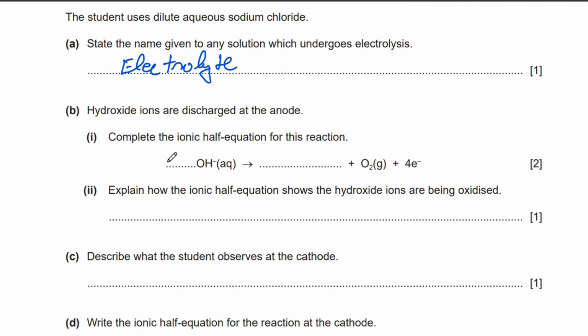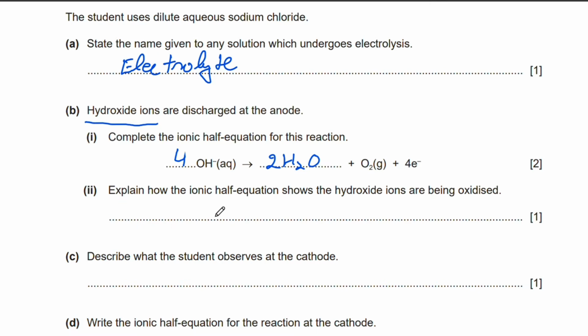Now hydroxide ions are discharged at the anode. Complete the ionic half equation for this reaction. Okay, so we know that hydroxide ion is OH minus ion, and whenever the hydroxide ions are discharged, they release water and oxygen. So we write H2O over here, and now balancing it, since there are 4 electrons, we write 4 over here. Hydrogen is 4, so we write 2 over here, and oxygen is also balanced, oxygen is also 4. So this is the complete answer.